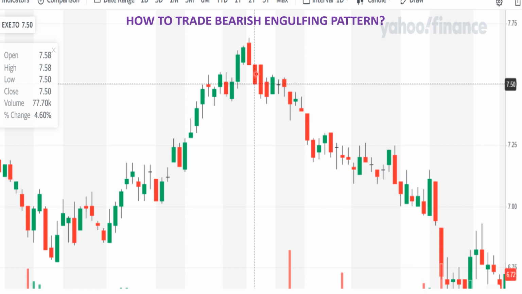By using this information that you see here and the ATR value at 11 cents, then we can have this as a stop loss and this as profit target. So this is how you trade bearish engulfing pattern.